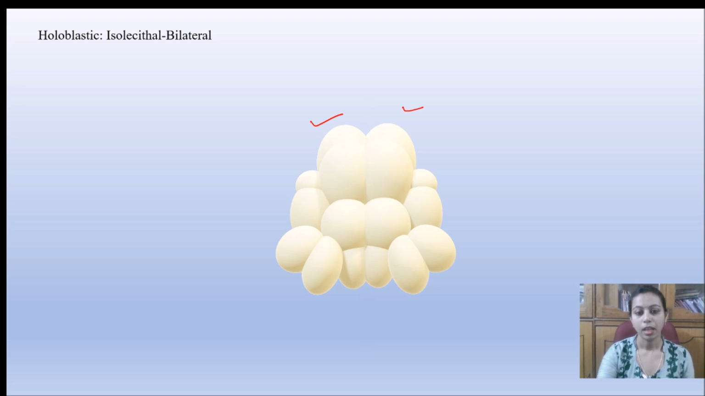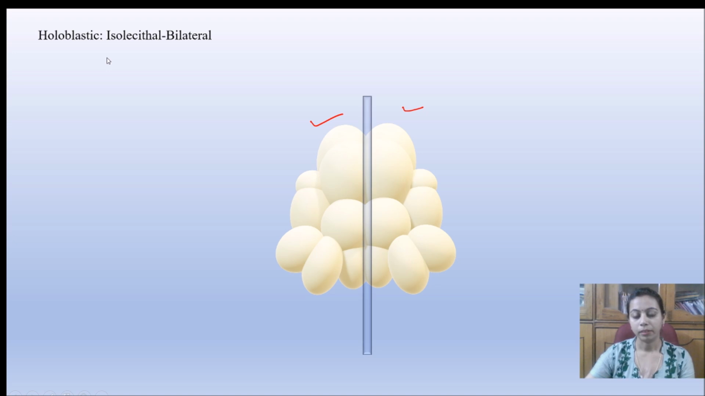You can see here, before, it looked like very aggregated cells, but if you see it clearly, it has some mirror-image symmetry. So this is all about the isolecithal bilateral type of cleavage. Such types of cleavage are seen in the case of tunicates.